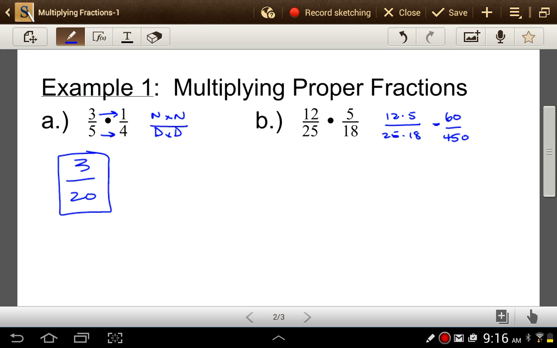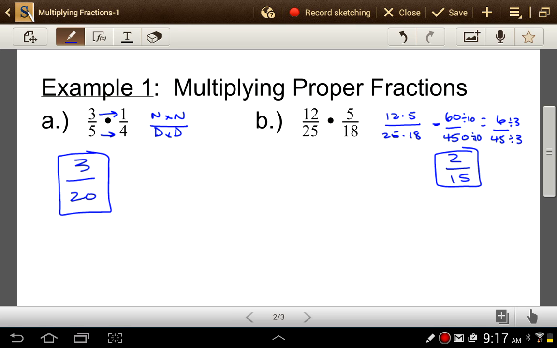Then I'm going to look to simplify. Okay, I can divide them both by 10. They have the 0 on them, I can see that. And that's going to give me 6 over 45. I can see that I can divide them both by 3. 3 goes into 6, 3 goes into 45. And so that gives me a final answer of 2/15.